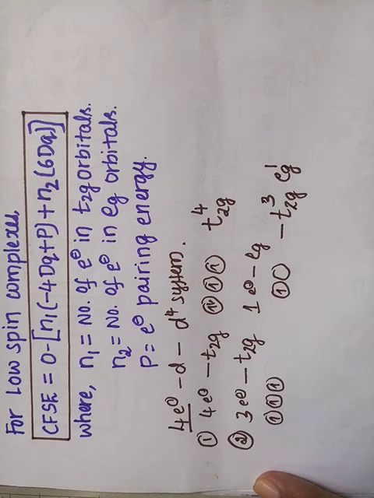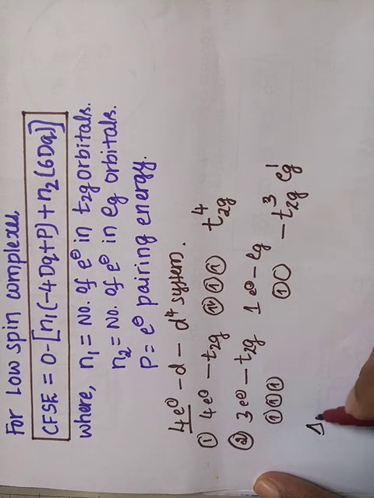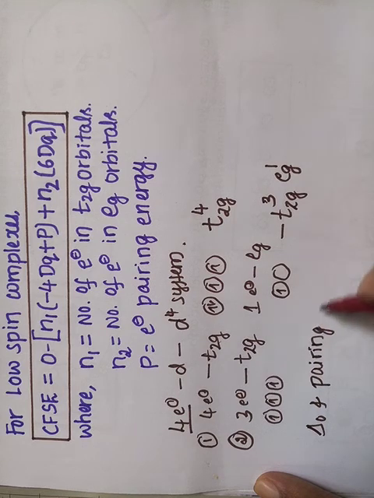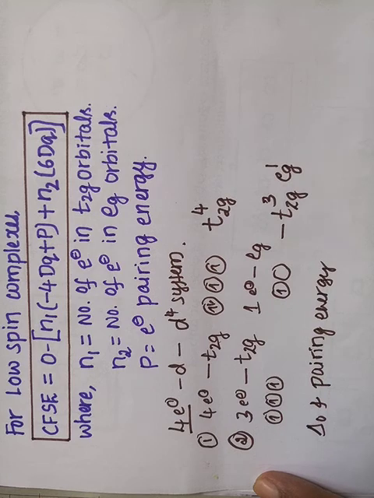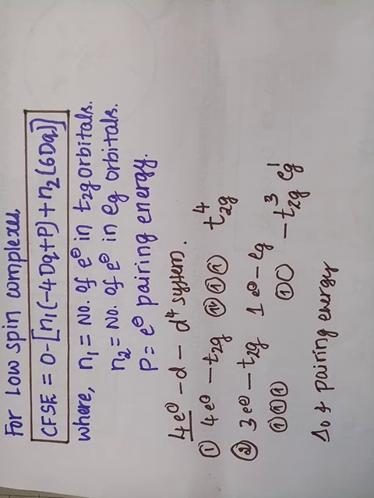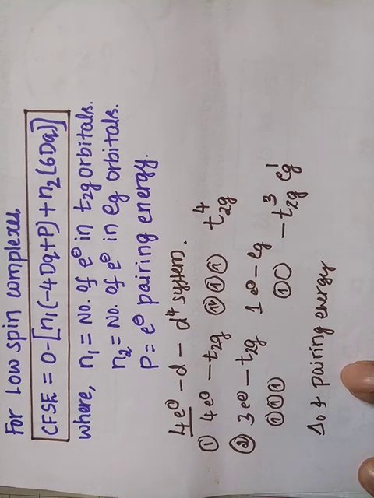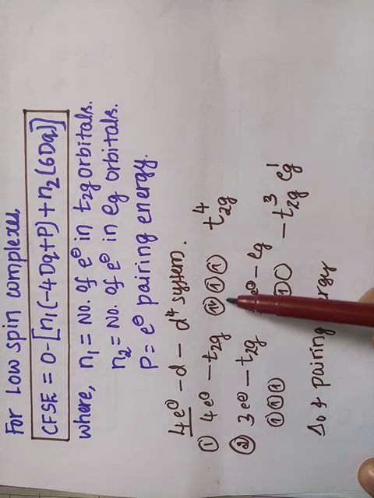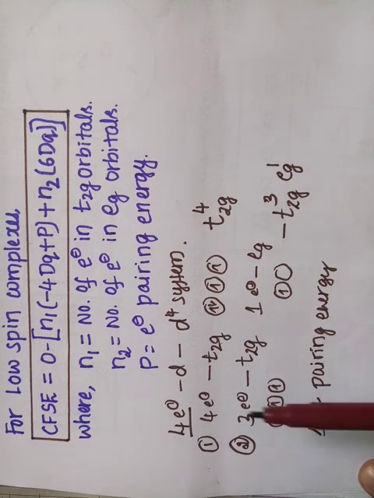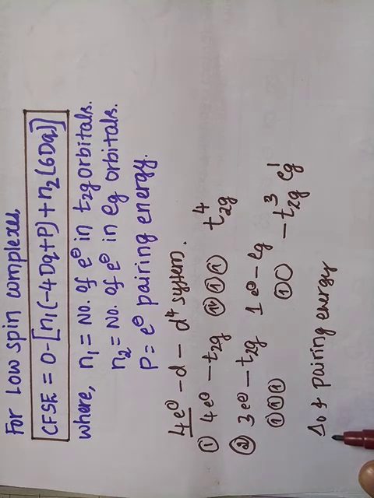The actual configuration is decided based on the delta naught value and also the pairing energy. So this is decided based on two energies: one is the pairing energy, and the other is the splitting energy delta naught. The pairing energy is nothing but the energy required to pair the electrons with one another. So these two electronic configurations can be decided based on the splitting energy delta naught and the pairing energy P.